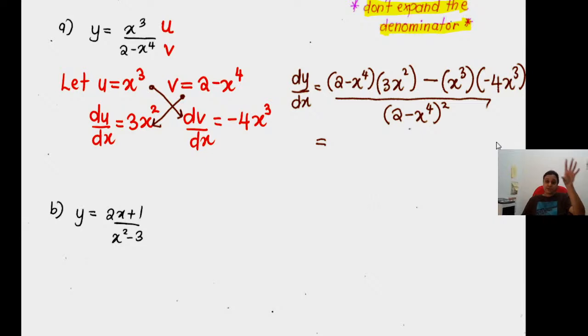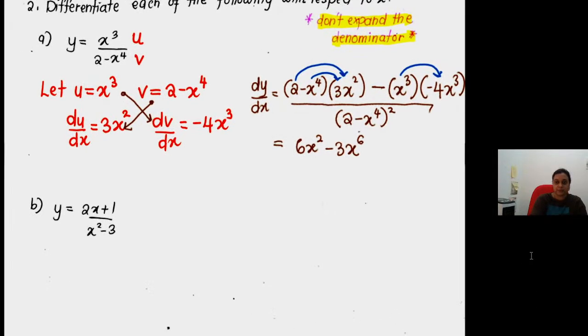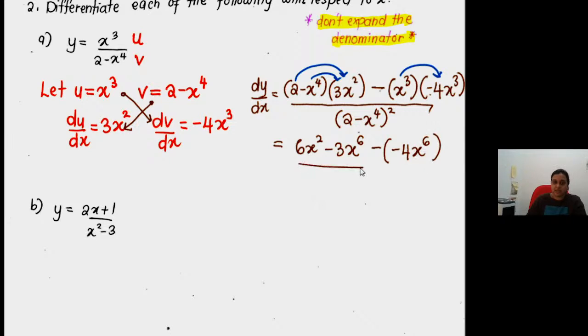Okay, this one, do you realize the brackets are all power 1? So since all power 1, you can expand. Okay, so we will get here 6x squared, minus 3x to the power of 6, because 4 plus 2. Then minus, here minus, usually if there is a negative, be careful, you put a bracket first. Negative 4x to the power of 6. Okay, bottom one still nothing to solve, just copy back.